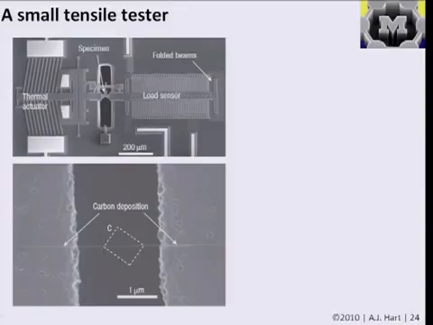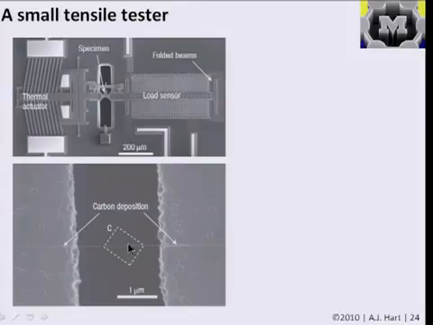So this is a picture, I forgot to put the site, it's from Horacio Espinosa's group at Northwestern. They do a lot of nanoscale mechanics, and they used microfabrication to build a silicon device that contains an actuator to pull on a nanostructure and contains some capacitive electrodes to sense the displacement, and therefore, knowing the stiffness of the structure, you can measure the load. And they do tensile tests on individual carbon nanotubes.